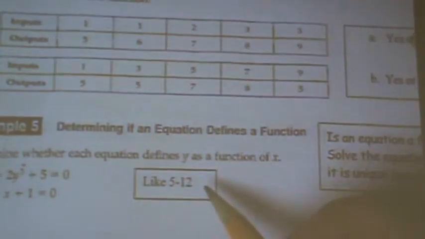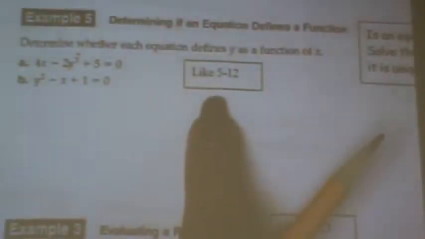The next one is a function. All of these x values are unique. None of them are repeating, so that one is a function. We're halfway done. Now, the next thing is, and these will be like your homework, 5 through 12. If I give you a few relations, these are equations, but these are relations.